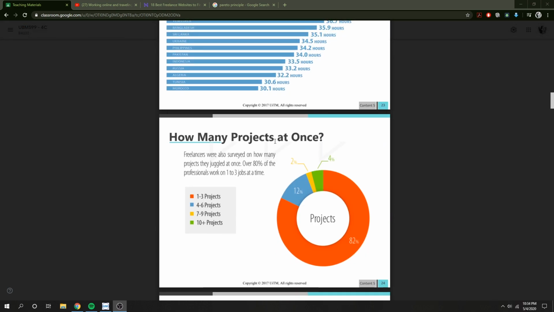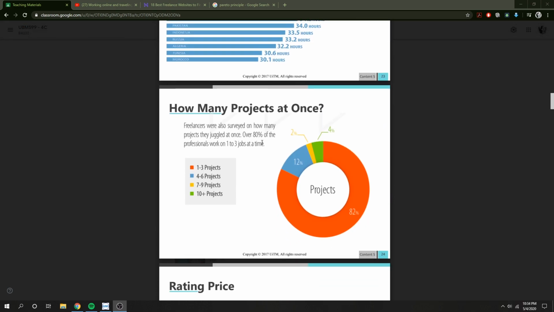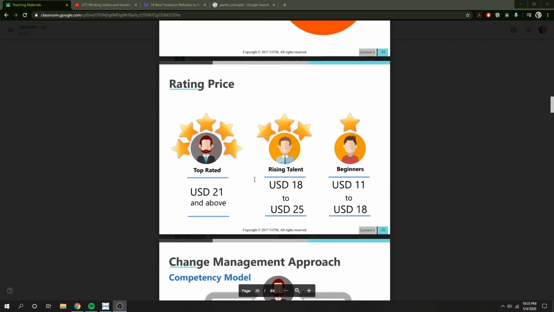So how many projects at once? Freelancers were also surveyed on how many projects they juggle at once. Over 80% only have 1 to 3 projects, because there is no limitation as long as you are willing or can do the job, you can have more. Some people do up to 10 jobs, 4%. Of course, these are jobs with long milestones or bigger projects, and they are from expert level freelancers.